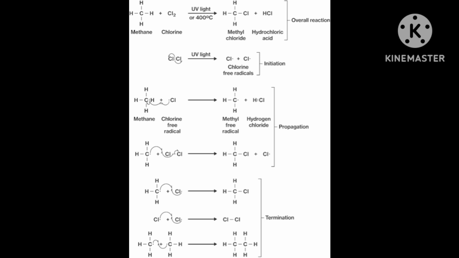This happens due to the catalyst, the presence of iron chloride. Due to that, Cl2 will break, and one Cl will be positive in nature and the other negative in nature. One will take electrons, so one will be negative and the other positive. Now you can understand very easily.